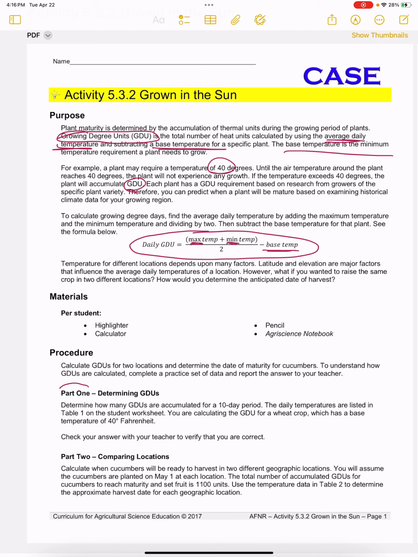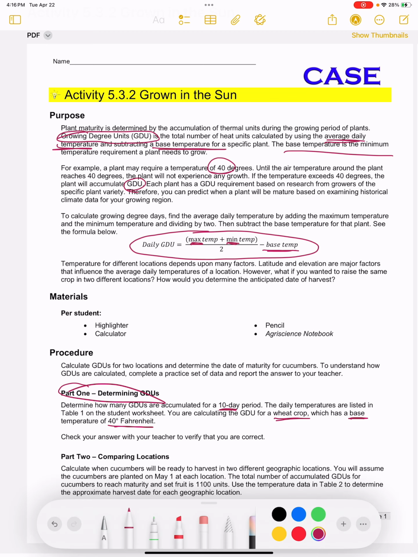Okay, if we go down to part 1, determining GDUs, it tells us that we are going to determine how many GDUs are calculated for a 10-day period. The daily temperatures are listed in the table, and we are calculating GDUs for a wheat crop, which has a base temperature of 40. So we have to remember that. We're doing a base temperature of 40.